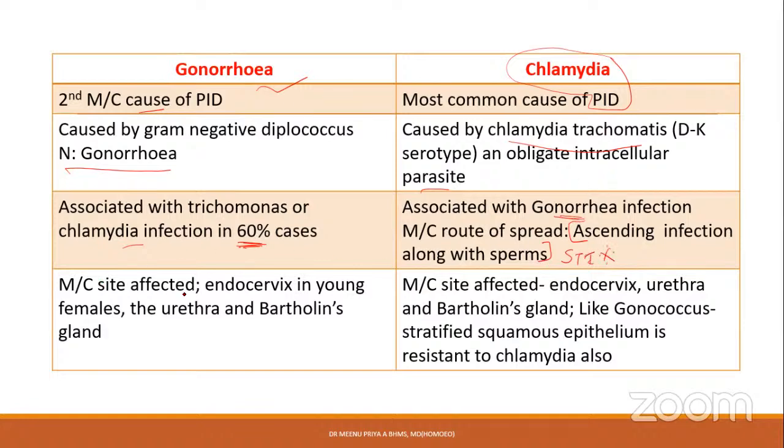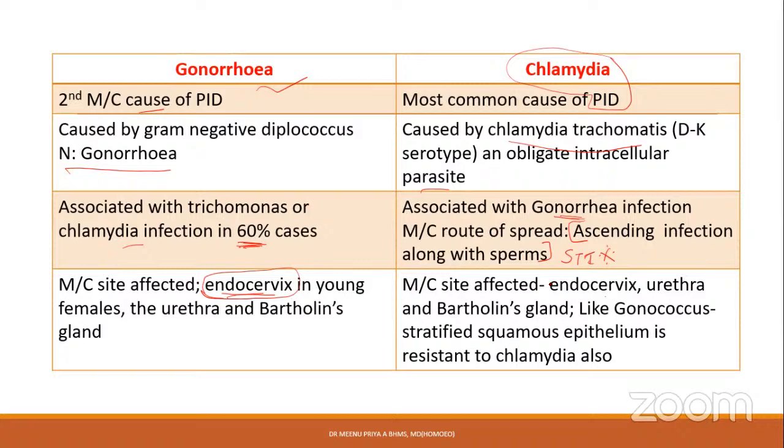Okay, and the most common site affected in gonorrhea is the endocervix. Here we are not talking about STI in general, because there is some speciality to gonorrhea, which we will see later. The most common site affected is the endocervix in young females, then urethra and Bartholin's gland. The most common site affected in chlamydia is also the endocervix, urethra and Bartholin's gland. But the frequently asked question for gonorrhea is the most common site affected, the endocervix. Just remember. And like gonococcus, stratified squamous epithelium is resistant to chlamydia also.